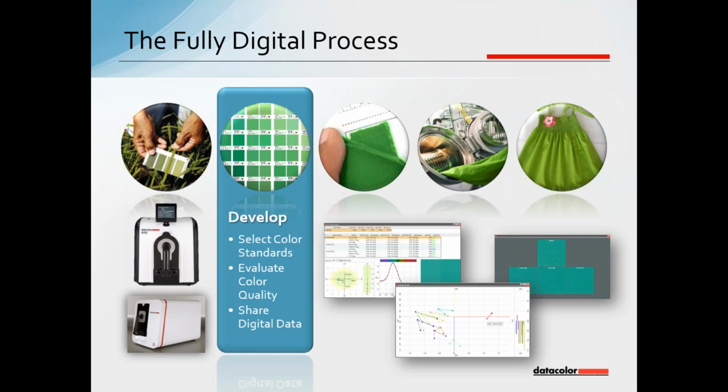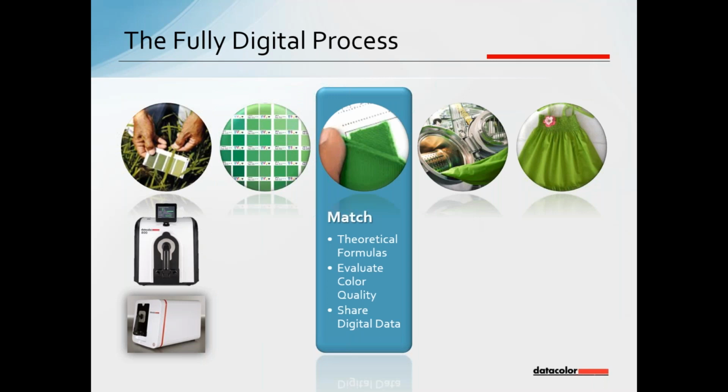And so an important part of the initial color standard selection process is to validate that. And you can do that in Datacolor tools with the graphical data as well as with the on-screen color display. Now, once we have our color standards established and we move into the match process, again, we're still going to be using the same high-end close tolerance spectrophotometers so that we can share the QTX data.